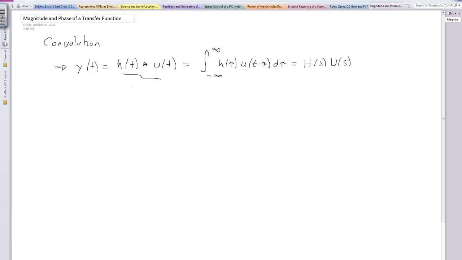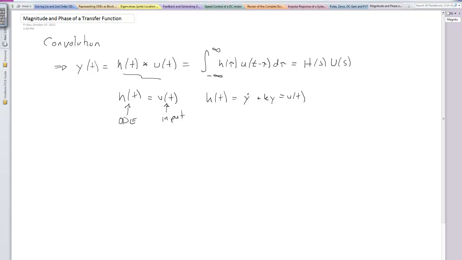And this idea is that y of t is the solution to the differential equation h of t, so that's some differential operator, which is being forced by some input u of t. So, for example, h of t might be, say, y dot plus ky, and that would be equal to u of t.